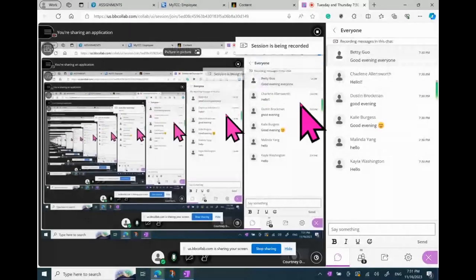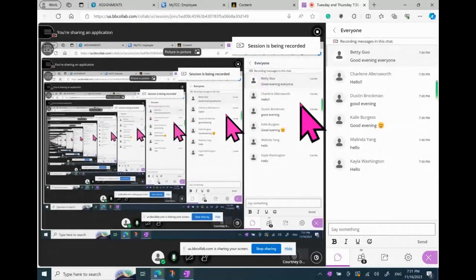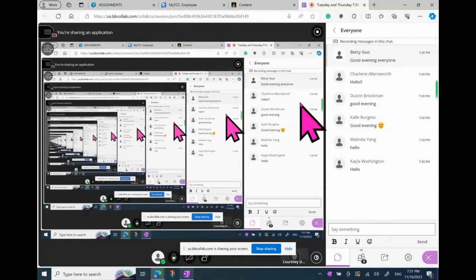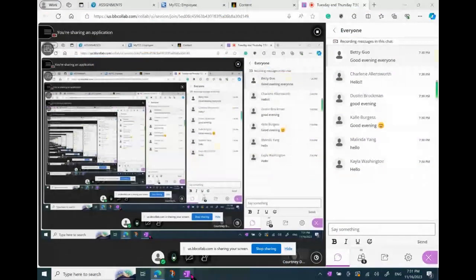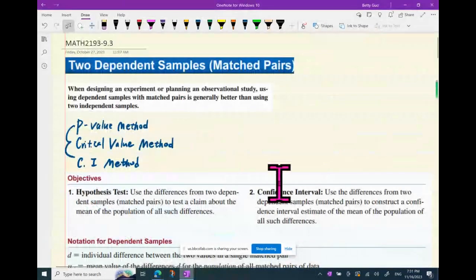Based on the syllabus, today we are going to cover the last section of chapter 9. It's also the last section of hypothesis tests. So let's go to our note. Section 9.3, two dependent samples.